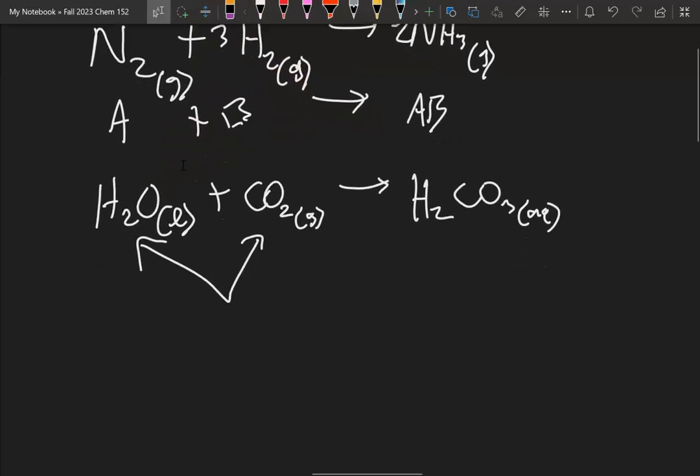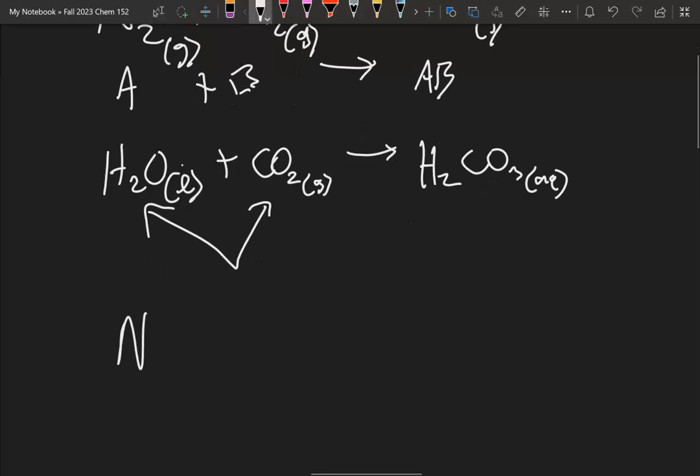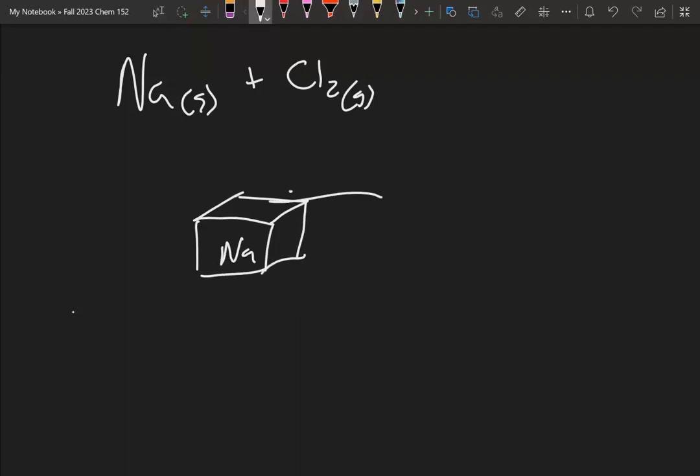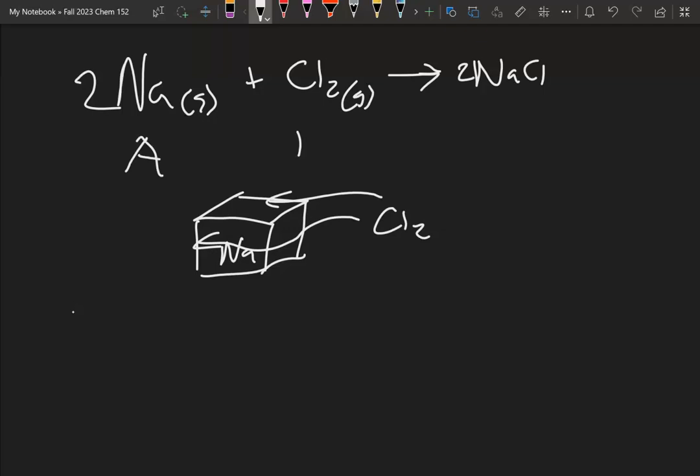There's one more example that I want to show you. Let's take solid sodium and have chlorine gas passed over the top of it. You'd have a solid block of sodium, and you would pass chlorine across the surface of it, and this chlorine gas would react with it, and the resulting product would be NaCl. Again, this is your A, this is your B, and this forms AB, which is your product, NaCl.